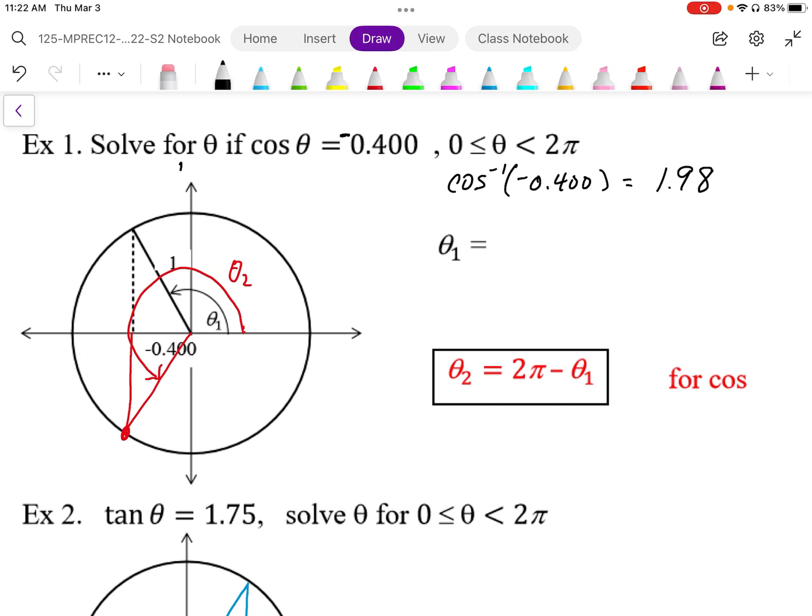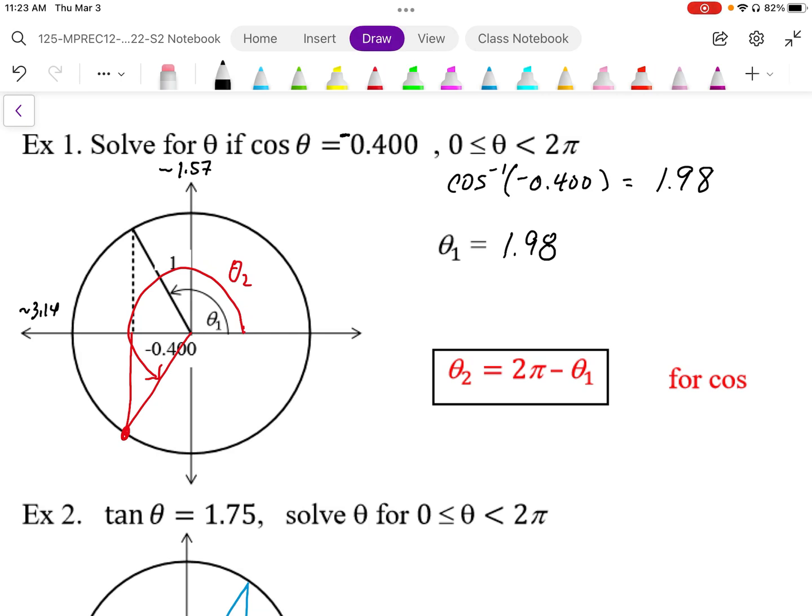And since this position here in decimal form at pi/2 is approximately 1.57, and this is approximately 3.14, we know that 1.98 angle represents the angle in quadrant 2, so 1.98 radians. But there's this other position here, this other position, theta 2, in quadrant 3. How do we locate that?